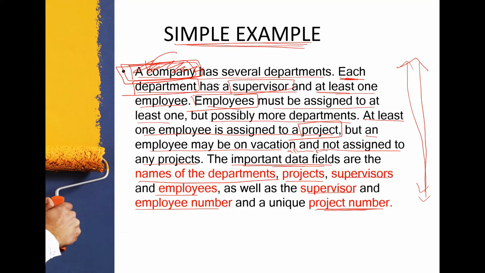Ni lah. First, each department has supervisor and at least one employee. Lepas tu employee pun ada, dia ulang. Department pun dia ulang lagi. Lepas tu project. So ada lagi tak? Any project. So dia banyak occurrence. Setiap kali tu dia ada berkaitan dengan orang kata dengan entity yang lain.